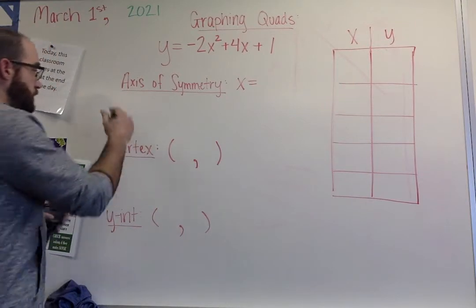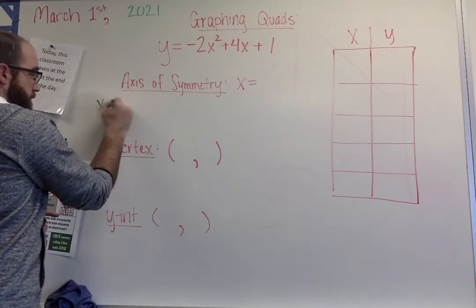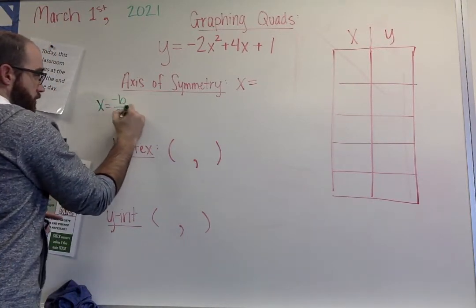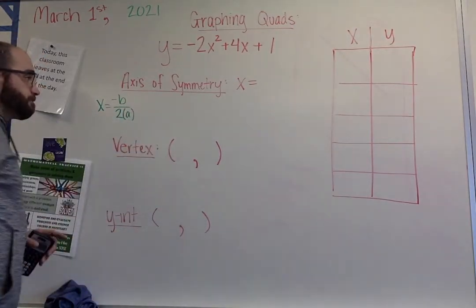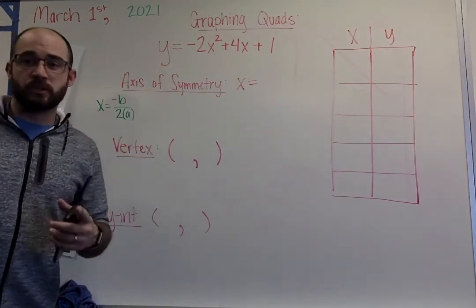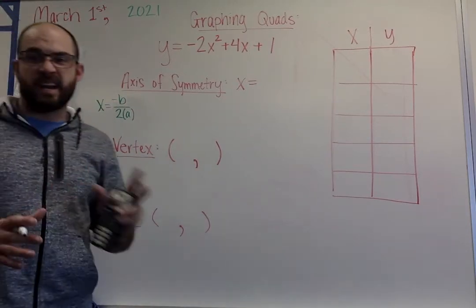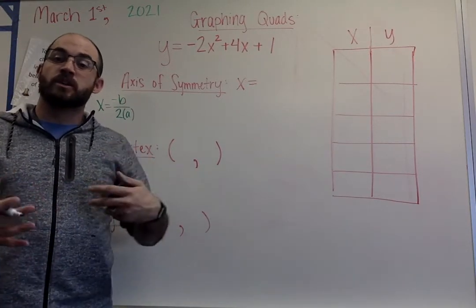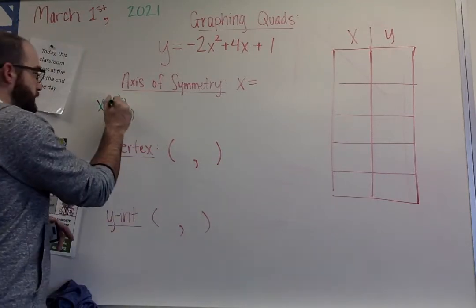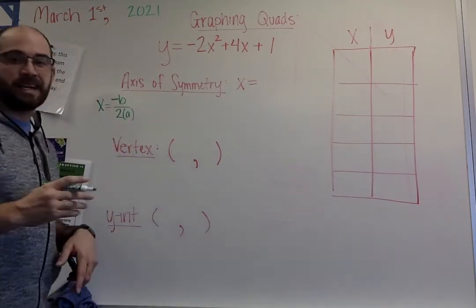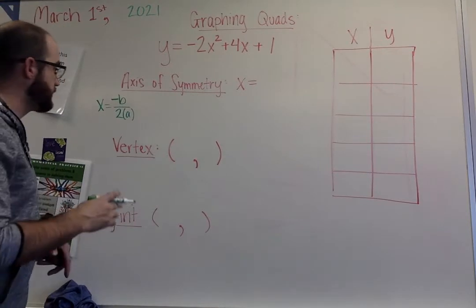Our axis of symmetry, we talked about, is found as opposite b over 2 times our a value. Some of you are asking, is it always negative? No, it's the opposite. So when I see this opposite sign there, I'm saying the opposite of whatever b is at that time.